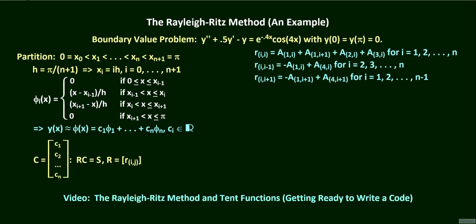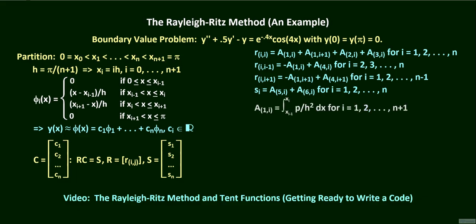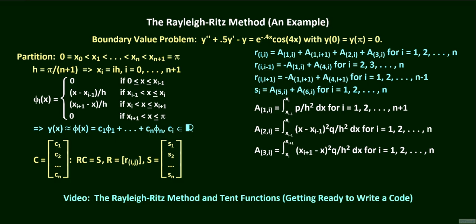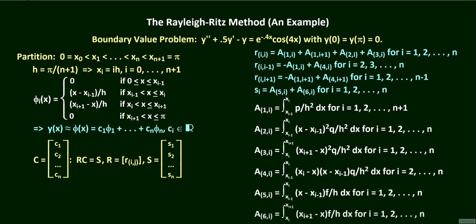S is a vector whose components we had designated as lowercase s sub i. And we had s sub i equal to a sub 5i plus a sub 6i for i equal to 1 to n. In the same video, we also had these formulas for a sub 1i, a sub 2i, a sub 3i, a sub 4i, a sub 5i, and a sub 6i.